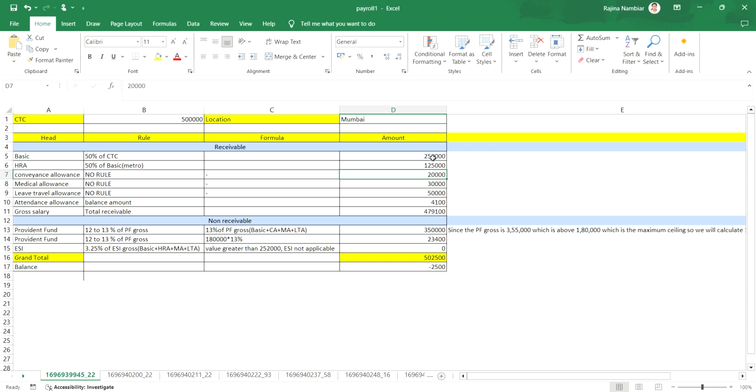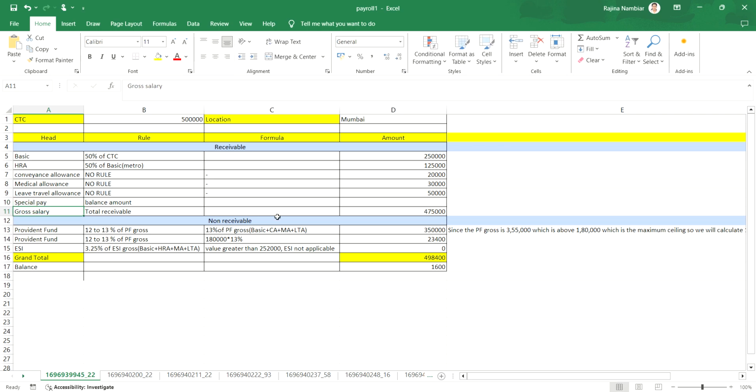Conveyance allowance I can give depending on my wish. All the allowances will be considered for calculation of PF, so think wisely before you design your structure, right? Conveyance allowance, suppose I keep 20,000, medical allowance 30,000, leave travel, since I'm designing it for a sales role, I repeat, 30,000. This allowance I can keep aside. I can make it special pay. Okay.